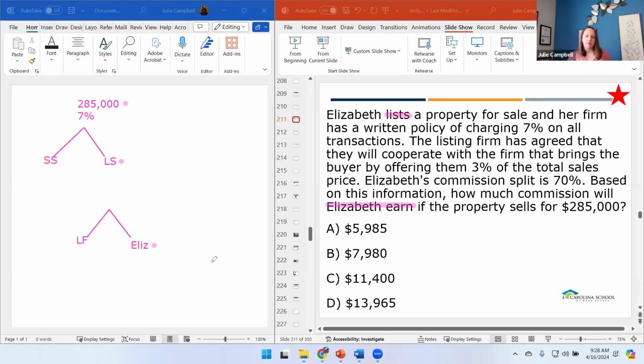So we have a sales price, we have a total commission. I also have the listing firm that has agreed to cooperate with the firm that brings a buyer by offering them 3%. So here, you bring me a buyer, I will pay you 3%. How much is the firm going to keep for themselves? If we're going to give you 3%, that means we get to keep 4% for ourselves.